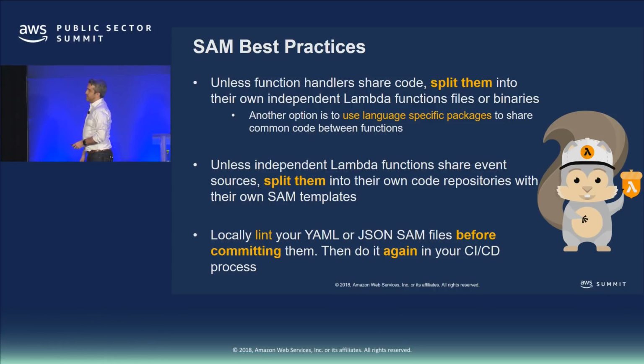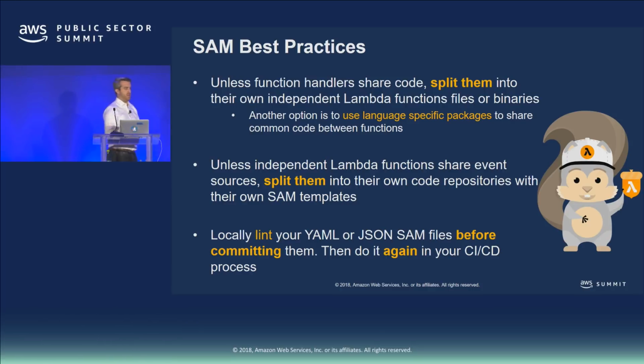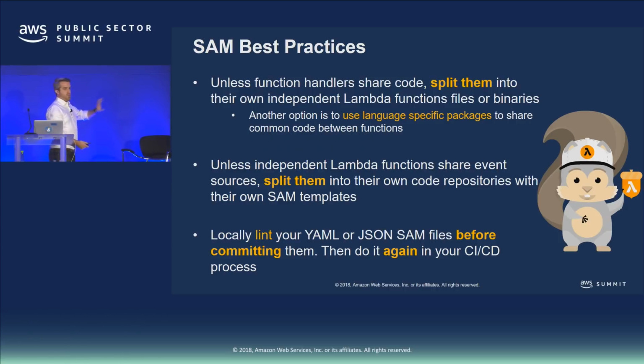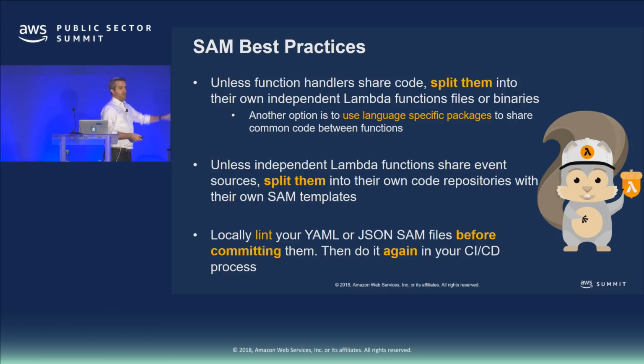And then lastly, it's really easy to use linting tools and syntax checking tools and SAM validate to validate your CloudFormation templates. You want to do this before you commit so that you're not going into a whole pipeline process, waiting for CloudFormation to fail and all of that. So do linting locally before you commit. I'll make that part of my commands that I run when I'm developing serverless applications. And then do it again in your CI and CD process. Really basic, easy testing of your SAM templates that helps you save time.